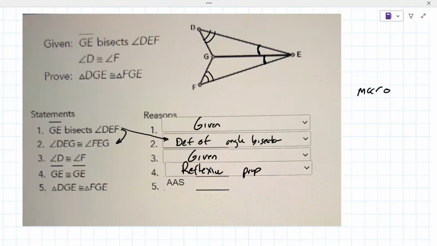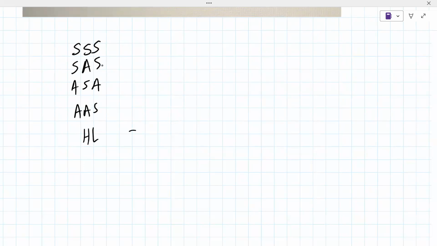Okay. Now, there are 5 ways to prove triangles are congruent. This is one of them. Do you remember any of the 5 besides AAS? It was SSS, ASA, AAS. I didn't hear SAS, maybe you said that. The 5th one is hypotenuse leg. It only applies to right triangles.